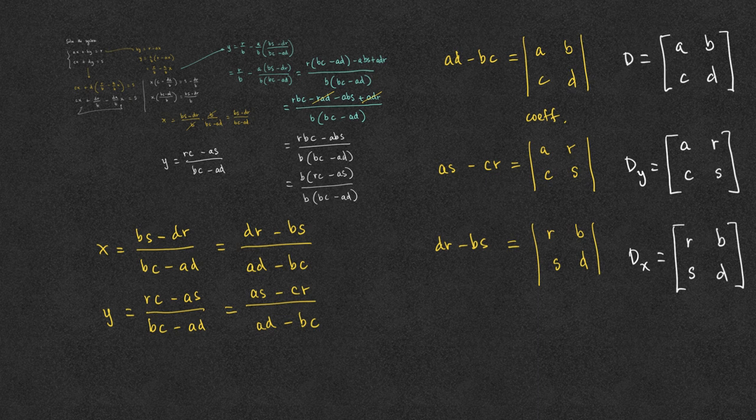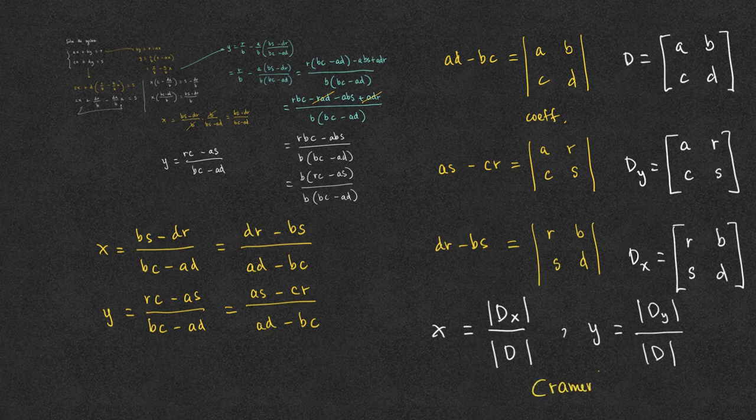Then the solution x is dr minus bs, which is D sub x, over ad minus bc, which is D, and this is the determinant of D sub x over the determinant of D. y equals as minus cr, which is the determinant of D sub y, over ad minus bc, which is the determinant of the matrix D, where D, D sub y, D sub x are these matrices. And this result is known as Cramer's rule.